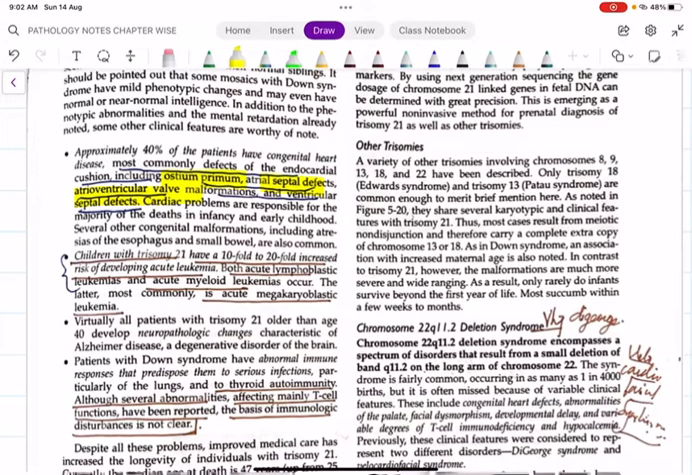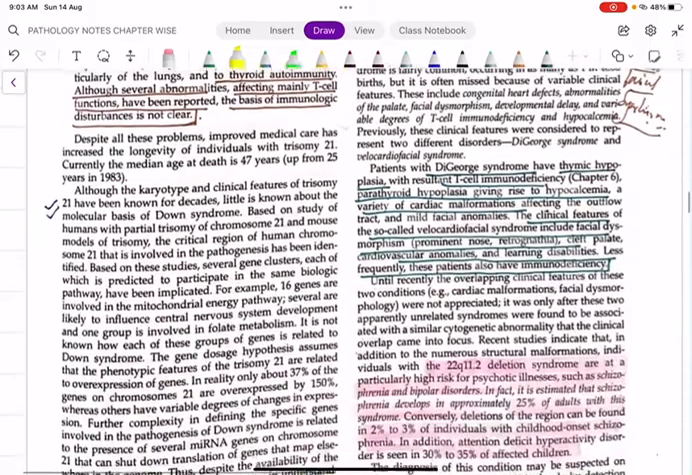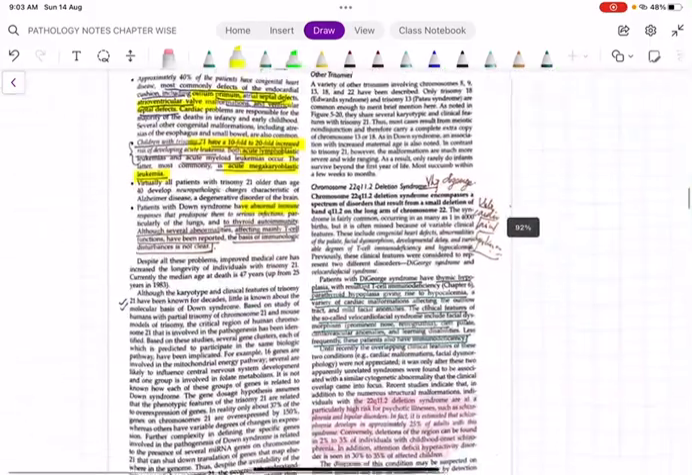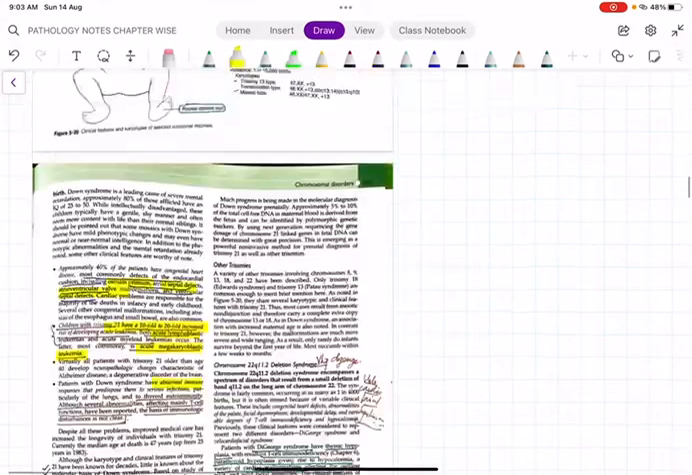Then remember, they have a 10 to 20-fold increased risk of developing acute leukemia. Out of that, acute lymphoblastic leukemia is most common, and among the acute myeloid leukemias, acute megakaryocytic leukemia or AML M7 is more common. Then of course they are predisposed to a lot of autoimmune disorders also.